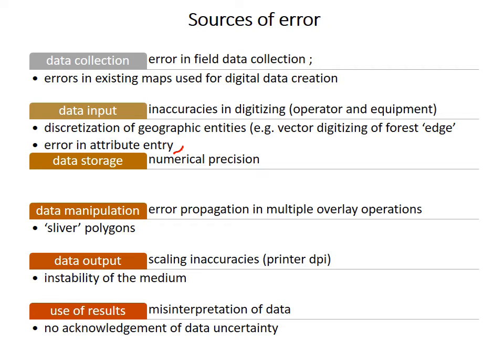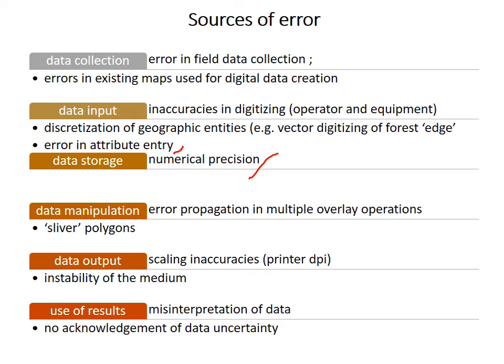And data storage, the numerical precision. Your analysis may be with respect to one unit, and whether your attribute entry or data storage is going to store at that level of decimal precision, that also we need to look at. There may be a possible error there which will accumulate when you keep on adding or multiplying these numbers. That numerical precision will give you some error.